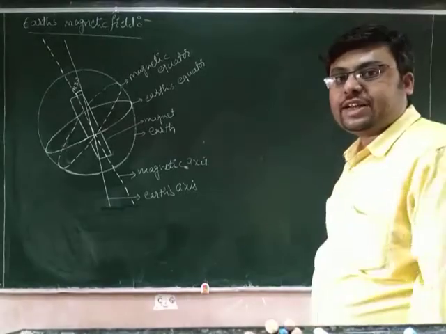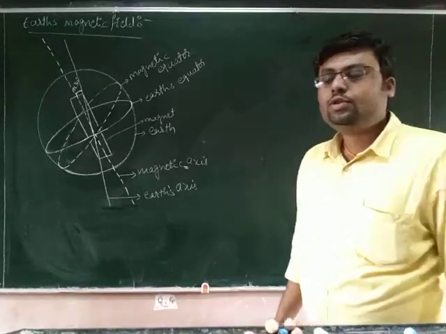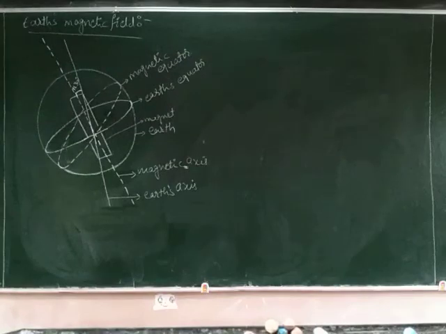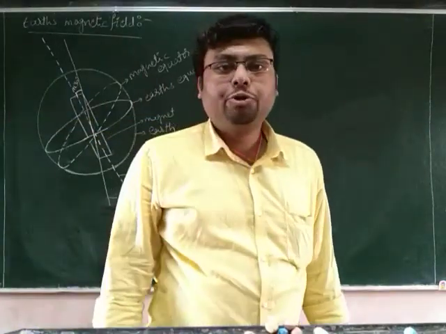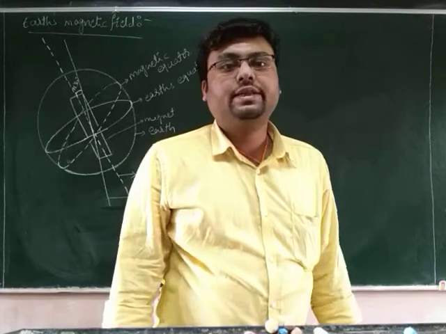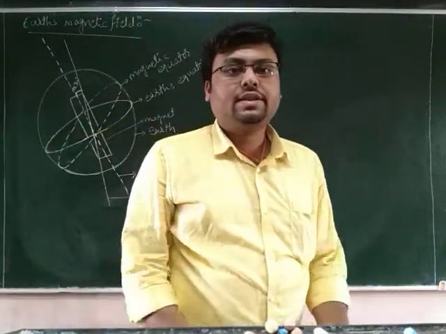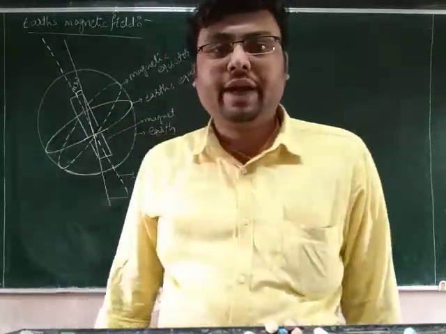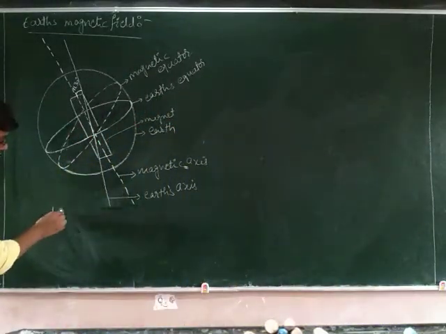Okay. So the next concept is Earth's magnetic field. Here, Earth also has a certain magnetic field. So Earth can be considered as a huge magnet because it has a magnetic field. It acts as a magnet. So Earth is considered to be a huge magnet having a magnetic field of the order of 10 to the power minus 5 Tesla.